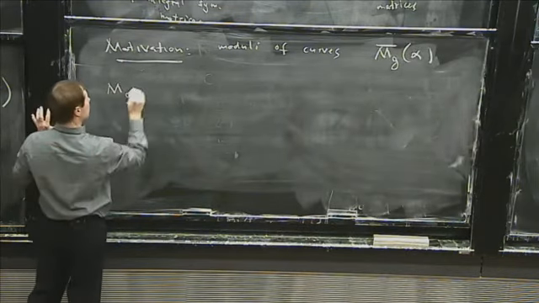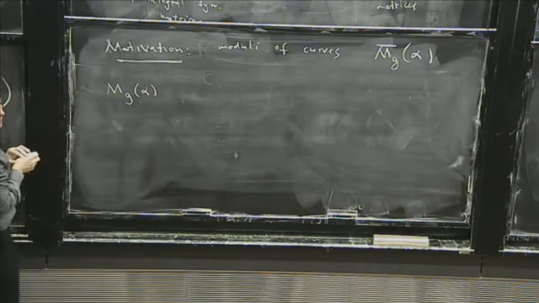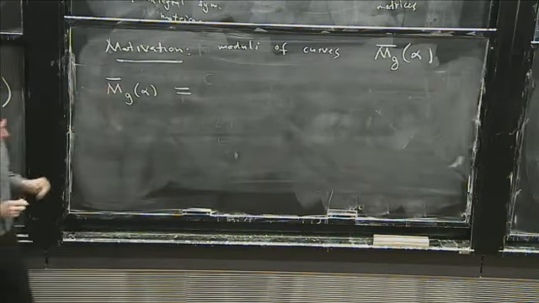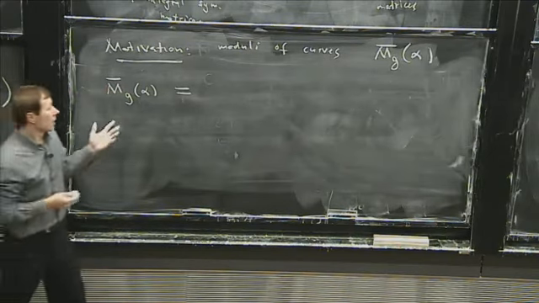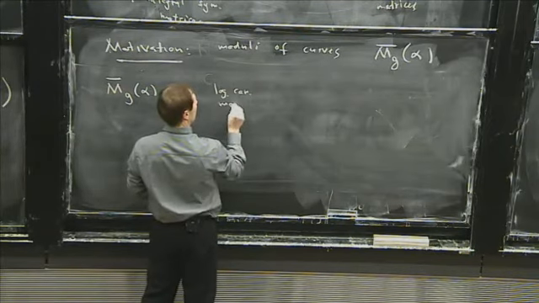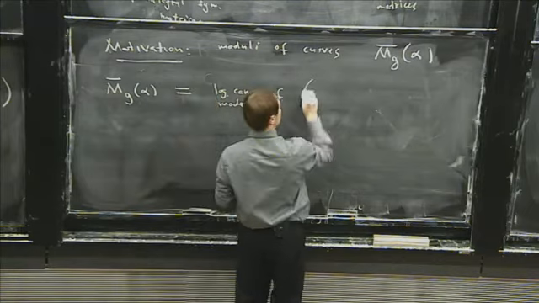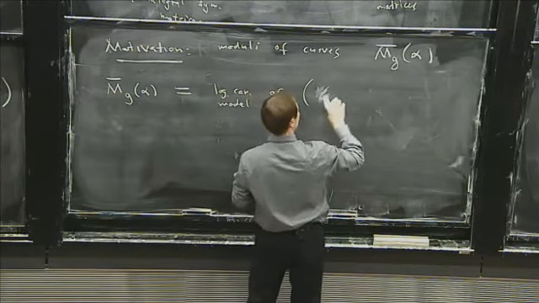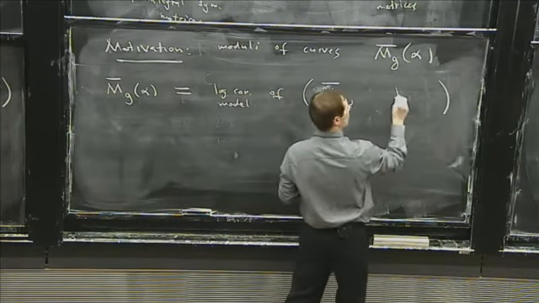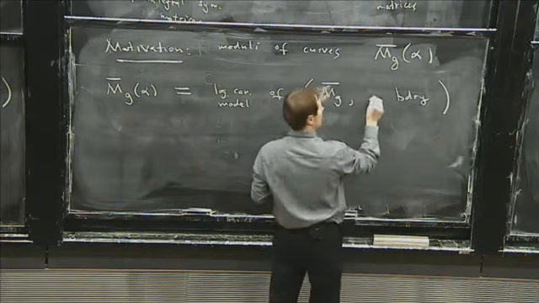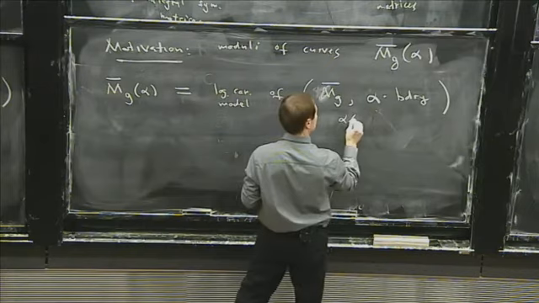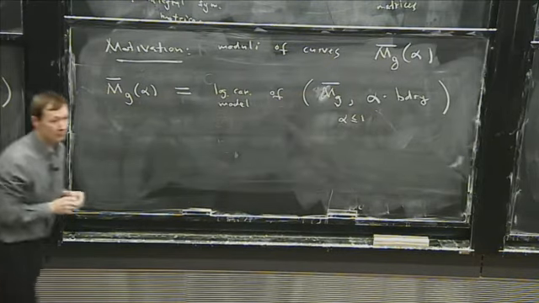So there are these spaces M_g bar alpha, which were defined by Hassett and Keel and other people as the log canonical models of M_g bar, the Deligne-Mumford compactification, with respect to the boundary, but then weighted by some coefficient. And this coefficient is some number less or equal than 1.